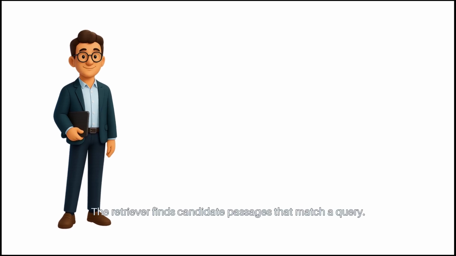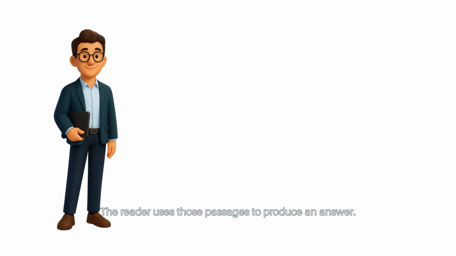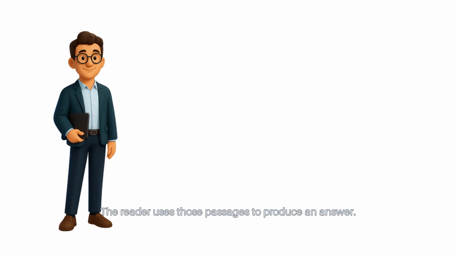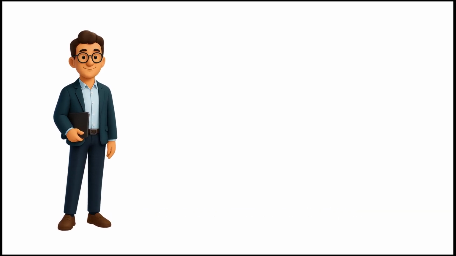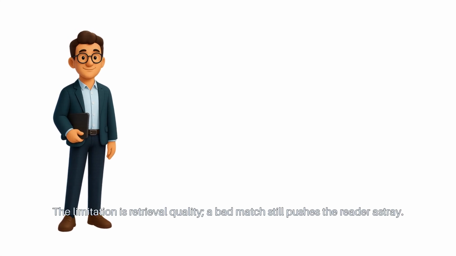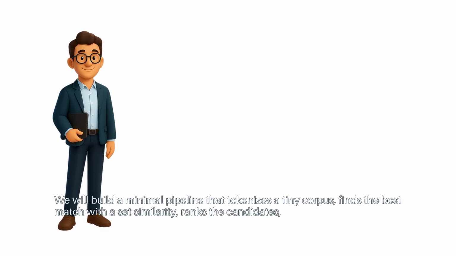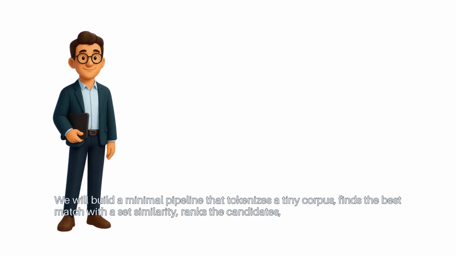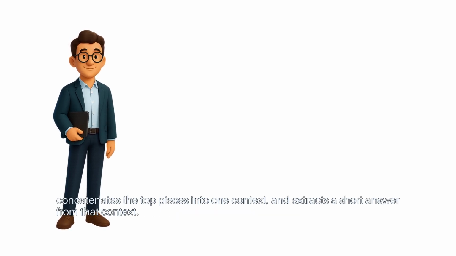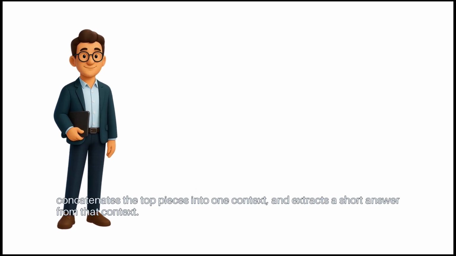The retriever finds candidate passages that match a query. The reader uses those passages to produce an answer. This shines when your data is grounded and relatively static. The limitation is retrieval quality. A bad match still pushes the reader astray. We will build a minimal pipeline that tokenizes a tiny corpus, finds the best match with a set similarity, ranks the candidates, concatenates the top pieces into one context, and extracts a short answer from that context.